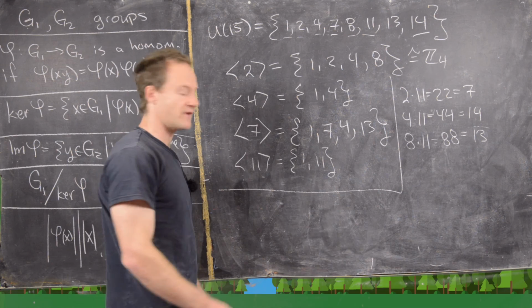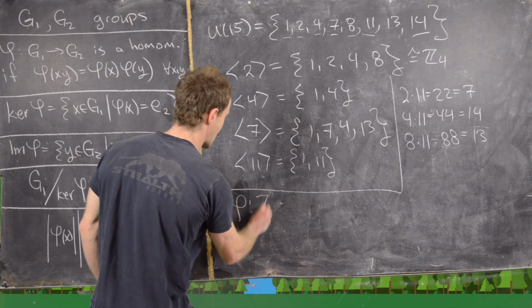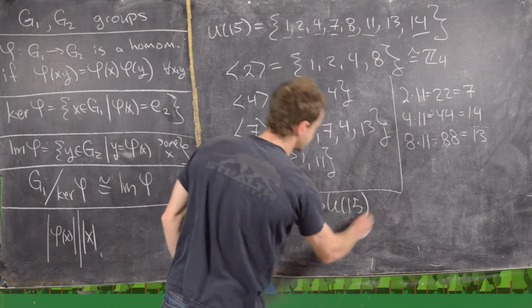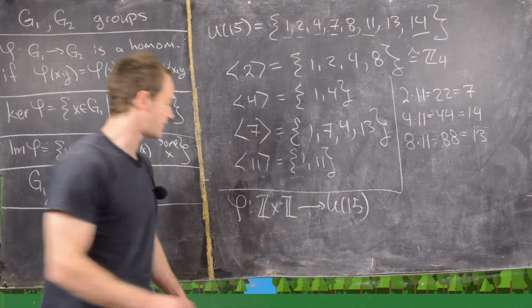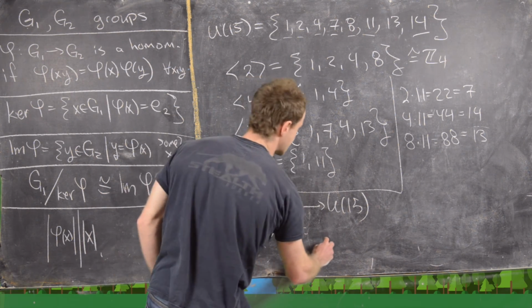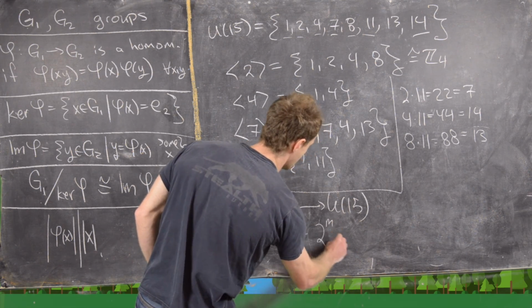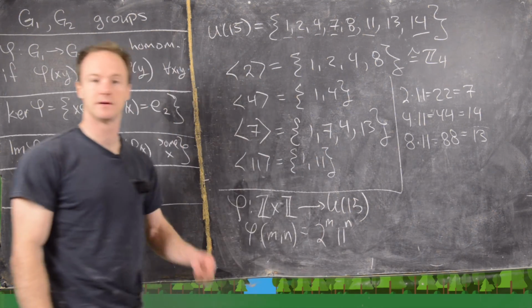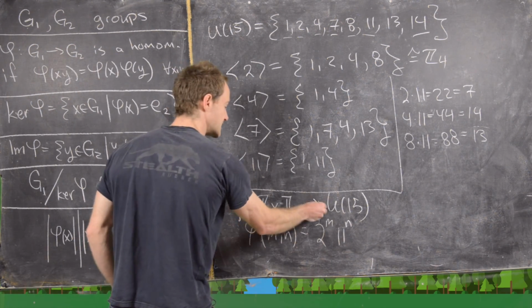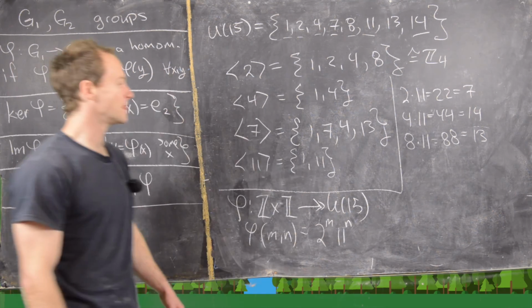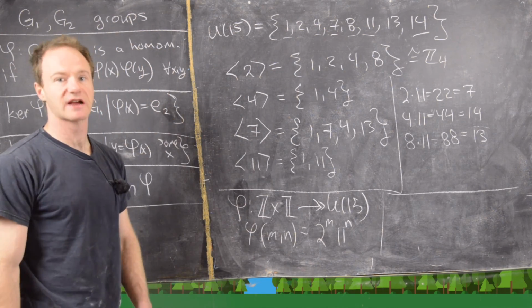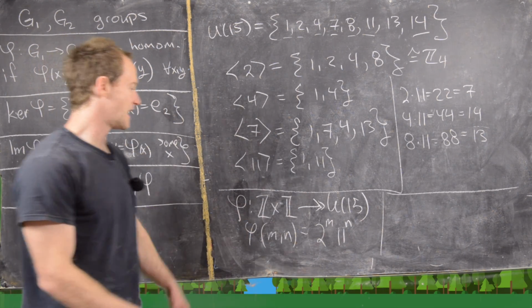So now that should motivate the following map. Let's take this map from Z cross Z into U15, and let's say it's given in the following way. We'll take (m, n) and we'll send it to 2 to the m times 11 to the n. Okay, so from everything that we've done above, we see that this thing is definitely onto. And then also, we can see that it's a homomorphism, so you can check that it's a homomorphism. It's not too bad.